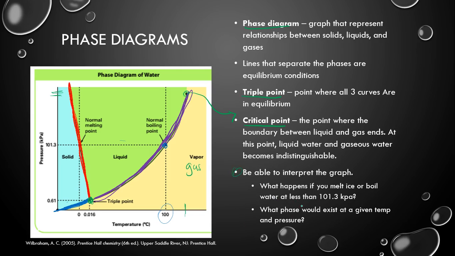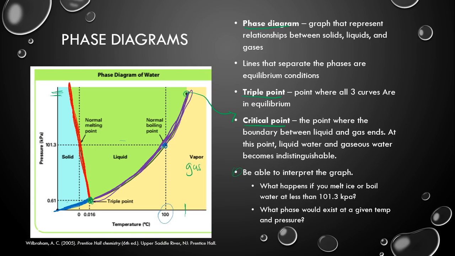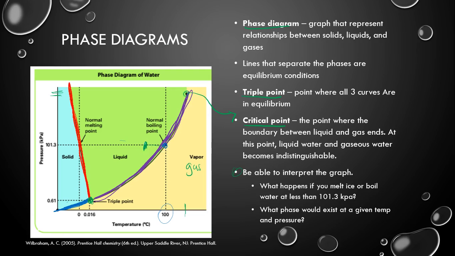Some other things that you could be asked would be things like, if you had water at 100 degrees Celsius and 101.3 kilopascals, you're right here, what would happen if you lowered the temperature, but you kept the pressure the same? You could picture that you might end up right here or anywhere along this line. What would happen? Well, it would condense and it would turn into a liquid.